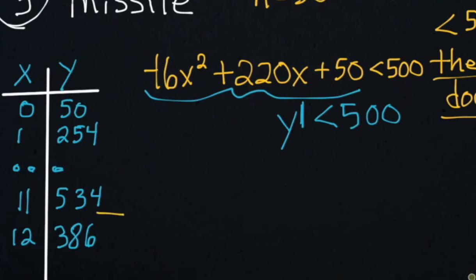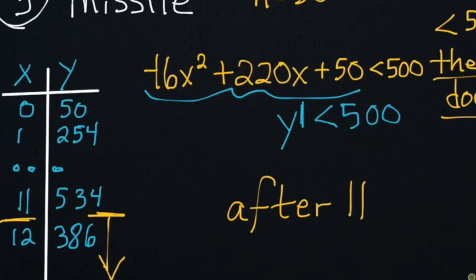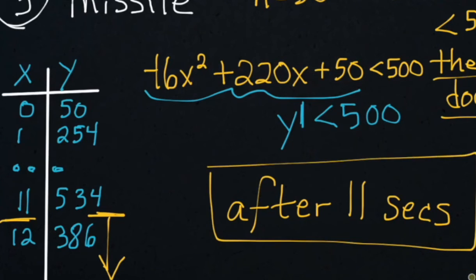So it happens somewhere between 11 and 12 seconds. After that, they can detect it. So my answer would be after 11 seconds, the enemy can detect the missile that just got fired at them. So you have 11 seconds before they know you're coming.